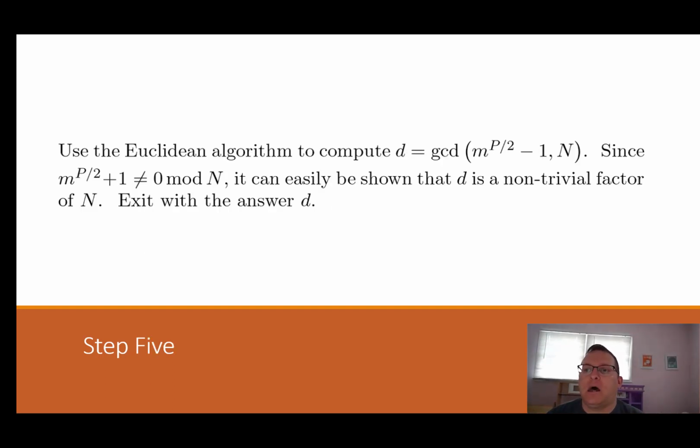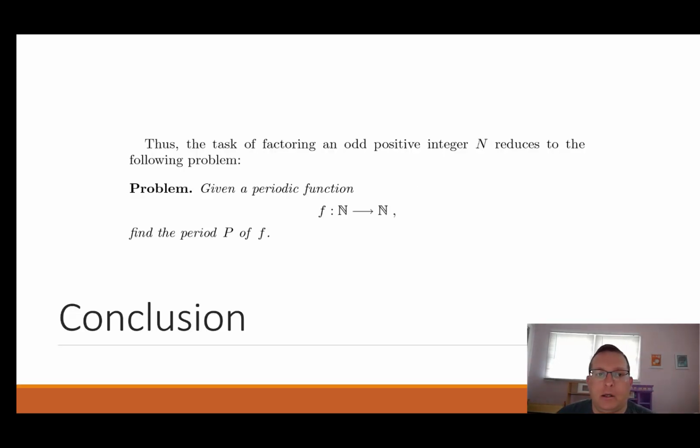Step 5 uses the Euclidean algorithm to calculate the greatest common divisor between m to the power of p divided by 2 plus 1, which is a non-zero modulo n, which must be a factor of n. It calculates the greatest common divisor of 12 and 21, because those were the numbers that we chose, to be 3, which is a factor of 21.